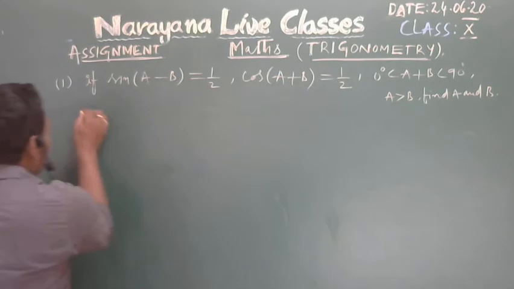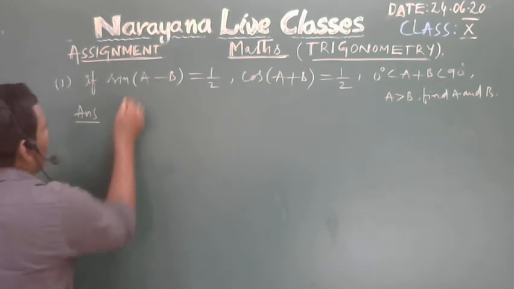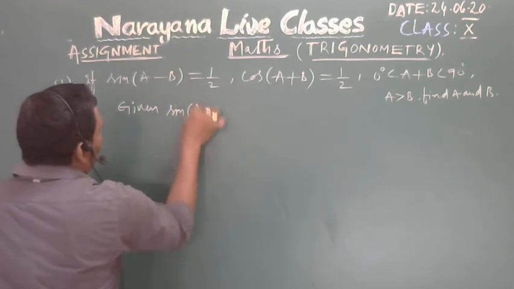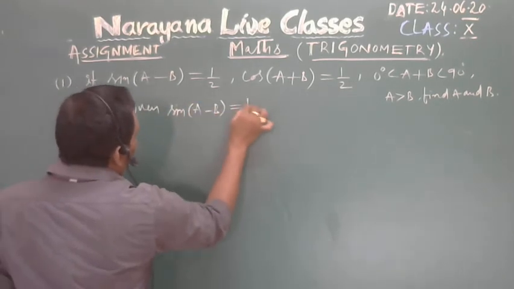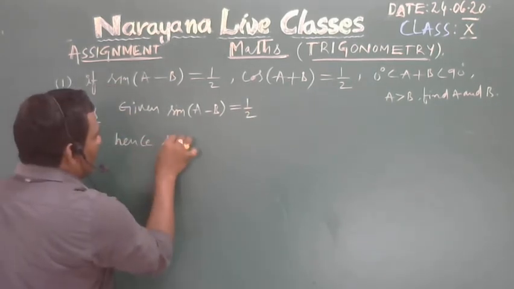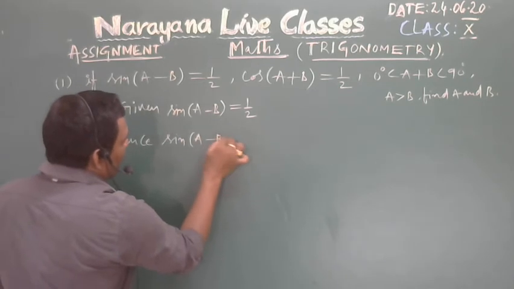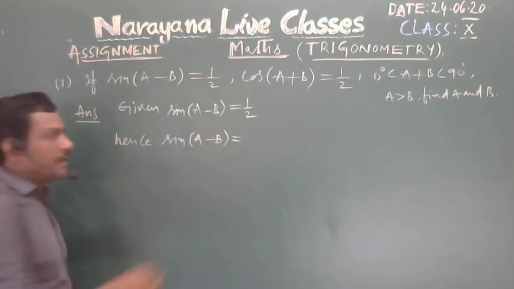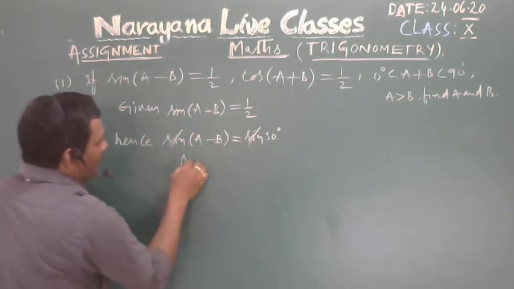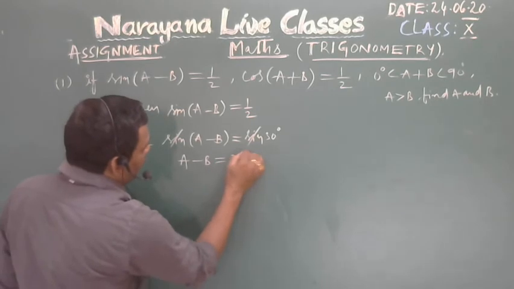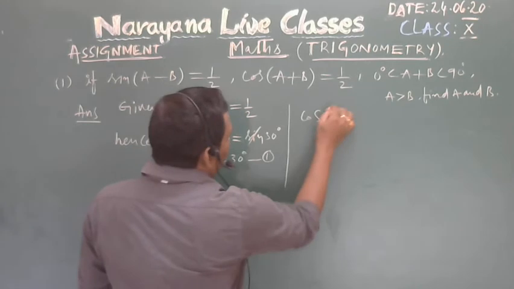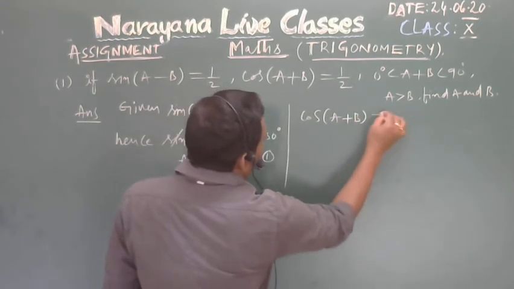First one, answer. Given sin of a minus b is equal to 1 by 2. Hence sin of a minus b is equal to sin of what degrees gives 1 by 2? 30 degrees. Sin cancels, a minus b equals 30 degrees. Equation number 1. Second one, cos of a plus b equal to 1 by 2.